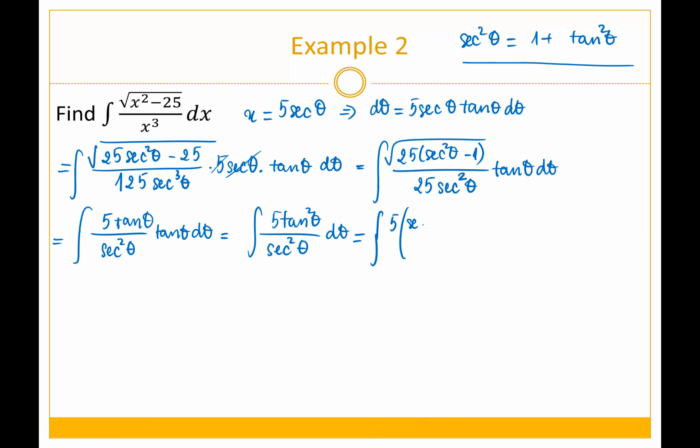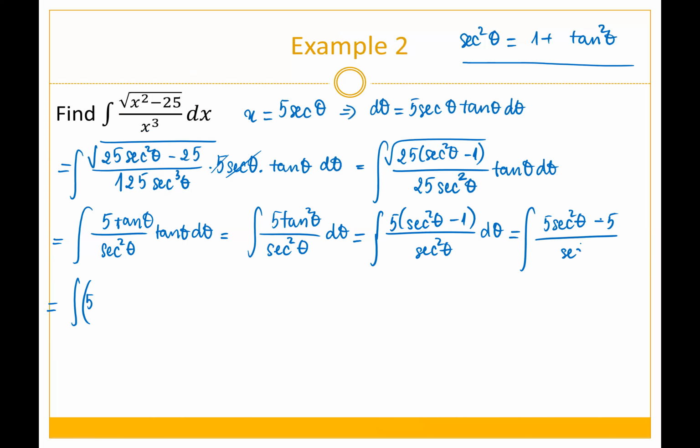So you have secant square. Let's write better. Secant square minus 1 divided by secant square theta d theta. Now what we have is 5 secant square. And let's do another step just to make things clear to people. Minus 5 divided by secant square d theta. Now, we're just going to have 5 secant square divided by secant square is 5, minus 5 over secant square.